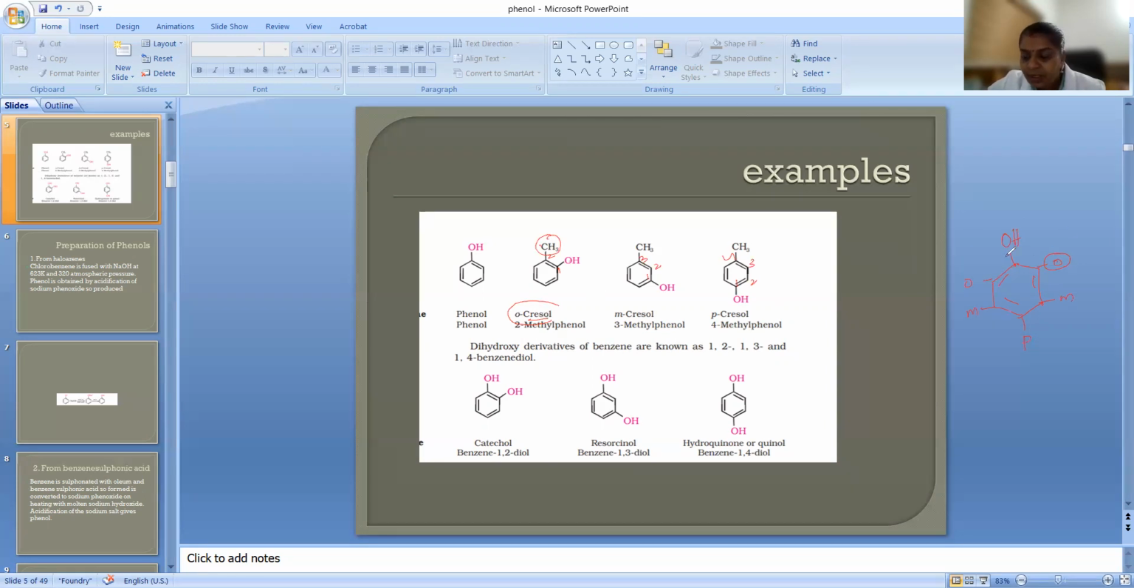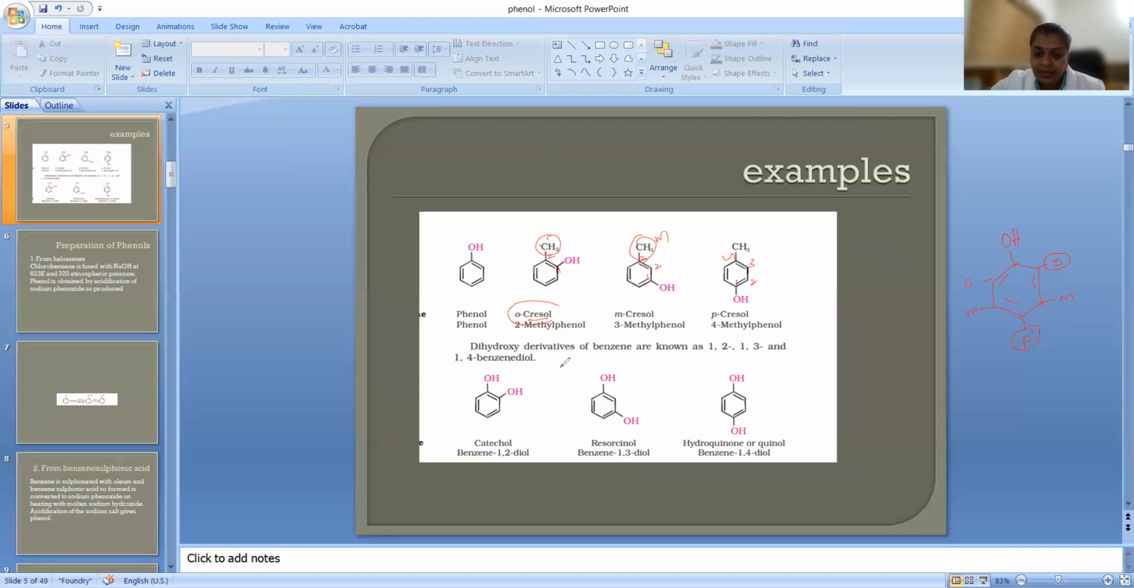Now after this adjacent position, the next position, that is the second position from OH, is called meta, right? So this place is called meta, that is why it is called metacresol. Just opposite to OH is the para position, and this is called paracresol.